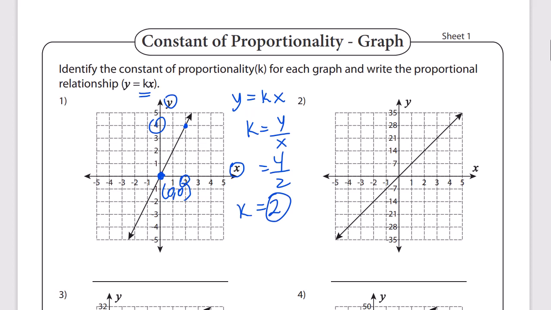Likewise, for this other graph, I might choose, say, this point. 21 is my y. 3 is my x corresponding to that. So my constant of proportionality is 21 divided by 3 equals 7 is my k value. K equals 7. Again, note we always pass through the origin.